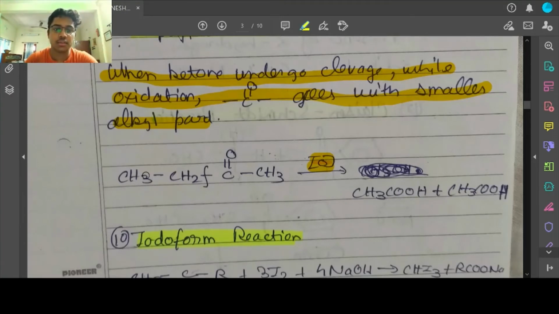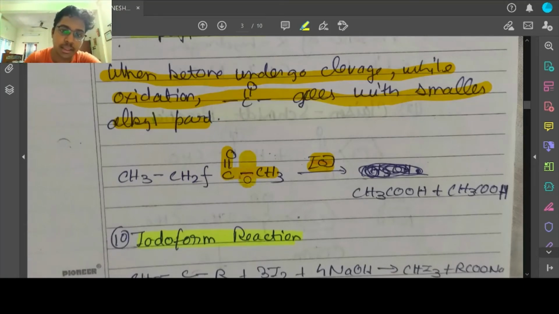So CH3 group, CH3, this CH2 is changed to C double bond H group, and this CH3 C double bond is already there, and one OH group is extra added here. So CH3 C double bond OH, so CH3COOH is formed. So let us see. You might question why didn't it break from here?